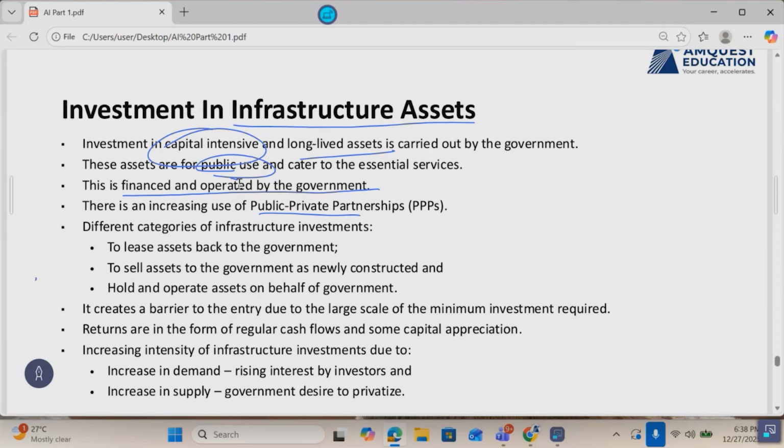So what will the categories be? They will lease the assets back to government, or they sell it to government, or they hold and operate the assets, right? So when a person makes an investment in infrastructure, they say, fine, I'll buy it and I'll lease it to you, or I will buy it from you and I'll sell it back to you, or I'll buy it and operate it on behalf of the government, like the sea link, the tolls, right? They're normally operated not by the government, they're operated by the operators. They will collect the toll and they'll pass on the money to government, right? So they will hold it and they'll operate these infrastructure assets on behalf of the government, right?